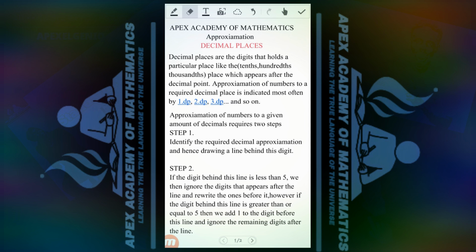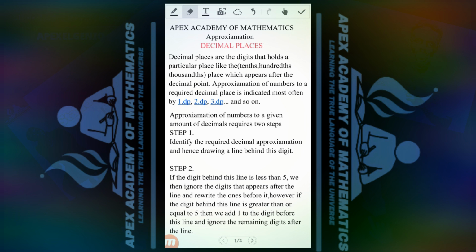So what are decimal places? It says here that decimal places are the digits that hold a particular place, like the tenths place, hundredths place, or thousandths place, which appears after the decimal point. So in modern times, we refer to numbers as being 1, 2, 3 decimal places. But before, usually you'll find in older textbooks, older papers saying round off a number to the nearest tenths, round off a number to the nearest hundredths, round off a number to the nearest thousandths, and so forth.